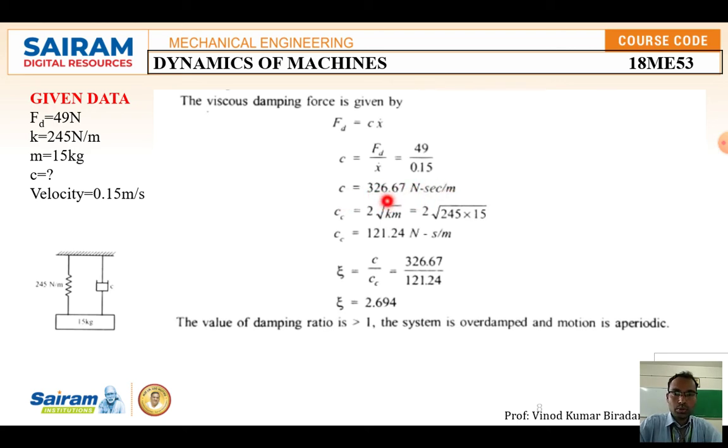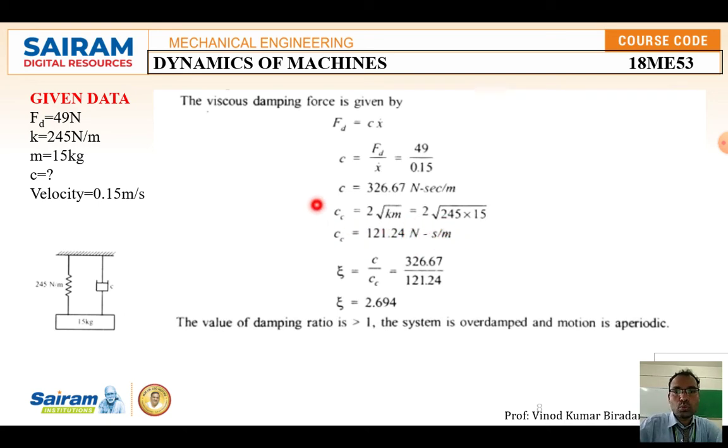Now you calculate the damping, the dashpot. We know that the critical damping coefficient is equal to 2 square root of k into m. So k is given as 245 Newton per meter and mass is given as 15. Substitute here, and you are going to get the critical damping coefficient equal to 121.24 newton second per meter. This is the unit, so don't forget to write the unit in the examination.